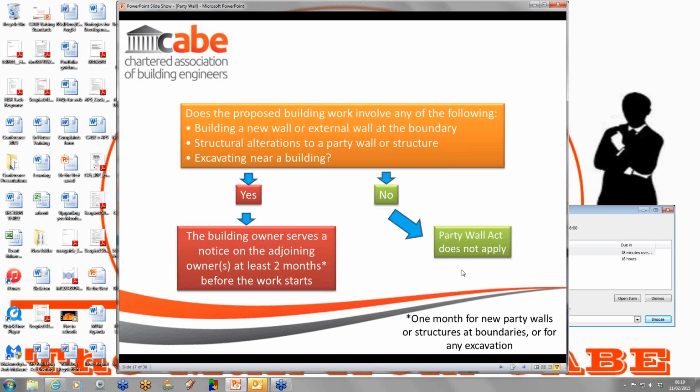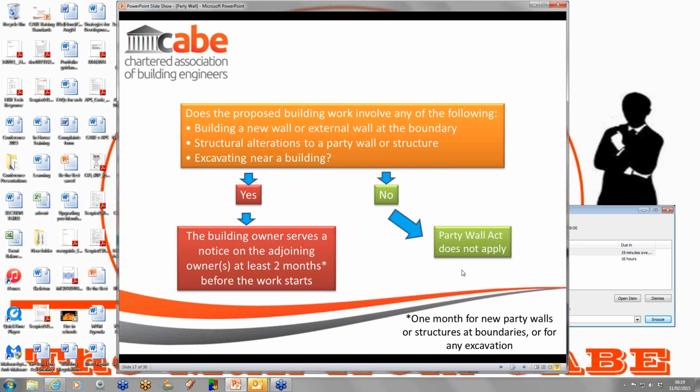The Party Wall Act doesn't apply. Perhaps the issue then is what happens if I want to carry on quicker than the 2 months. And the reality is that if you can get the neighbour to agree to the process and run it through, then notification is still required, but as soon as you've got the agreement to carry on, you can move things forward.